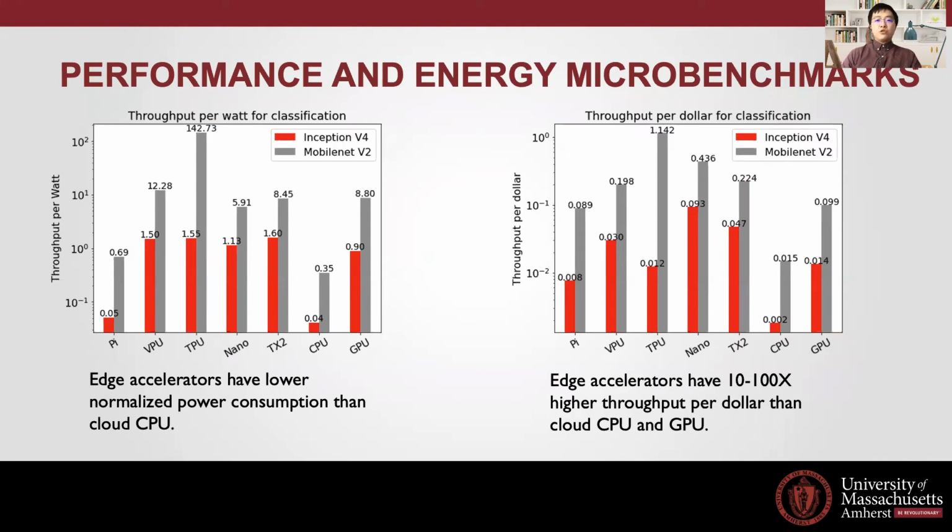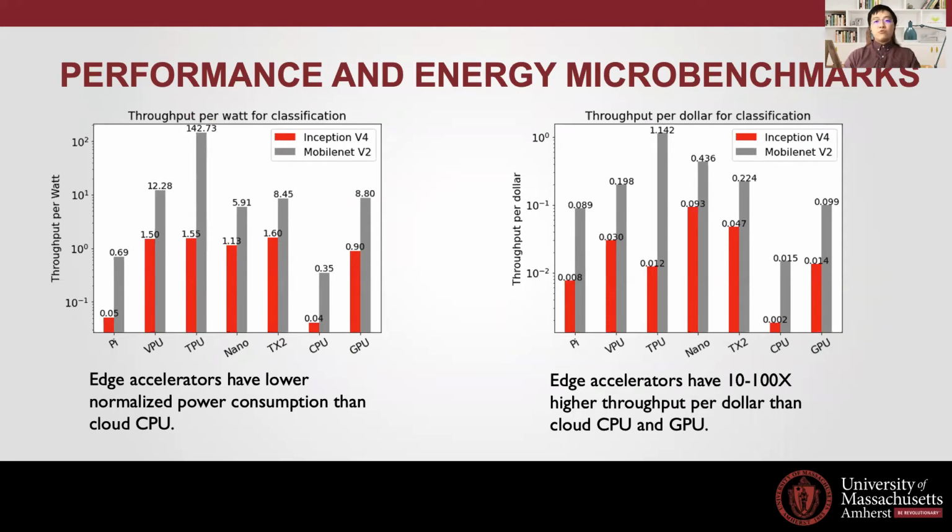The left figure shows throughput per watt for classification workloads. The cloud CPU achieves poor throughput per watt here. Even Raspberry Pi outperformed the cloud CPU. The results show that the edge accelerators are significantly more energy efficient than cloud CPU.